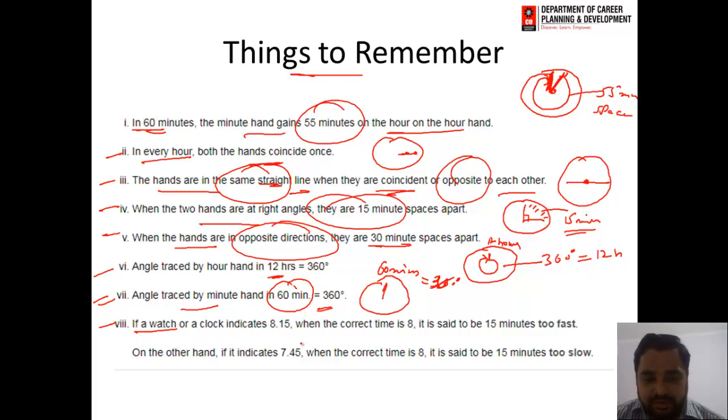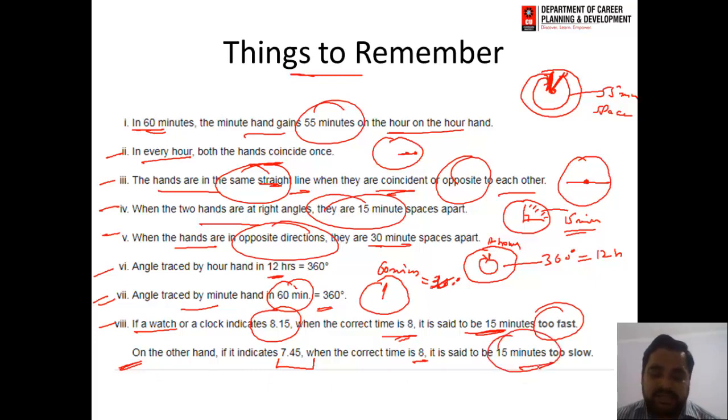The eighth one: if a watch or clock indicates 8:15 when the correct time is 8, it is said to be 15 minutes too fast. On the other hand, if it indicates 7:45 when the correct time is 8, it is said to be 15 minutes slow. It means if a false clock is behind the correct clock, it is considered a slow clock, whereas if a clock is ahead of the correct time, like here 8:15 which is ahead of 8, the false clock is considered a fast clock.